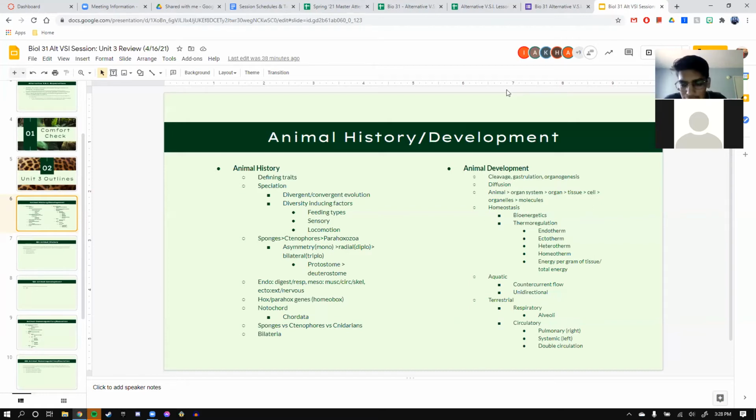Specifically, aquatic animals are the most common users of diffusion as a form of material transport and nutrient exchange between their environments and themselves, whereas other animals don't really rely on diffusion as much for that. They use diffusion more as an internal mechanism of transportation between cells.